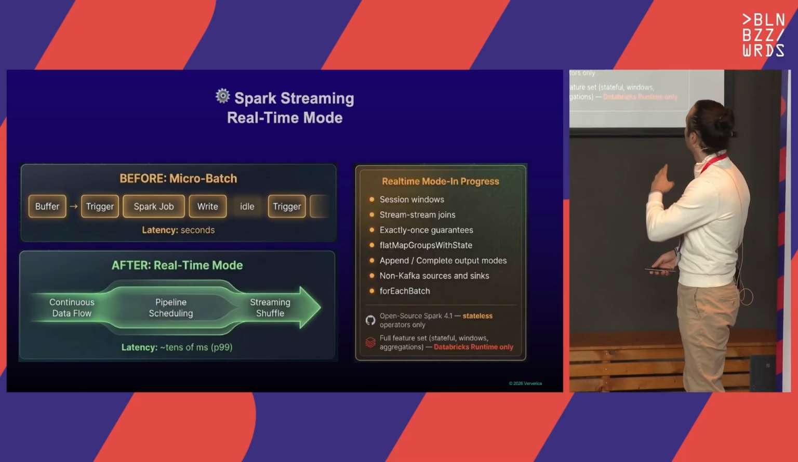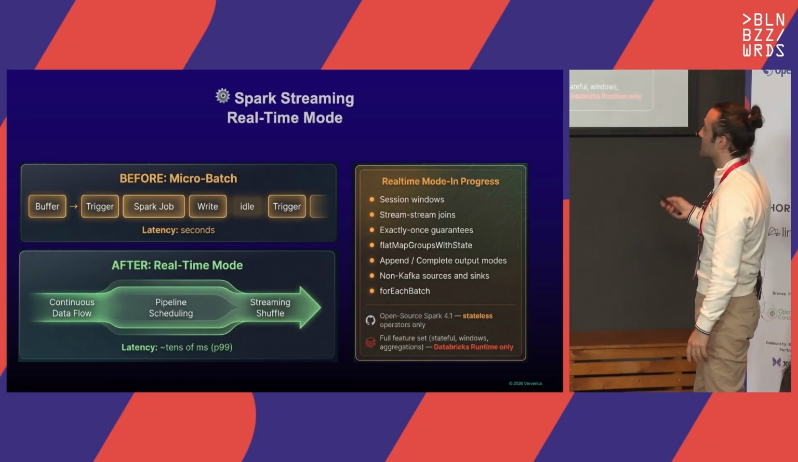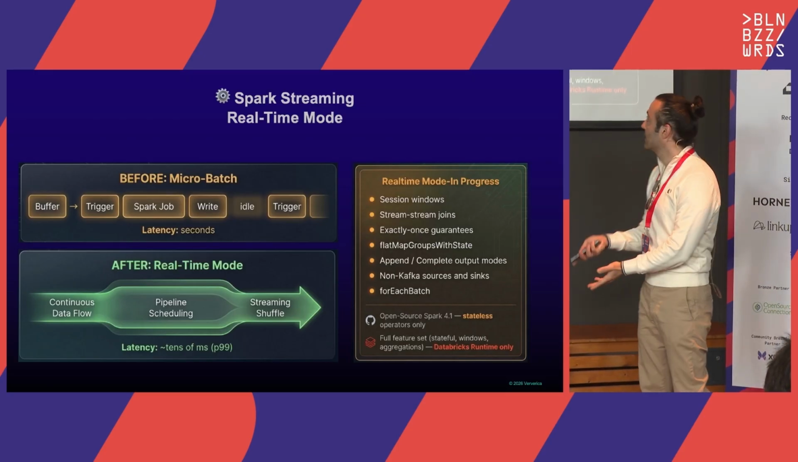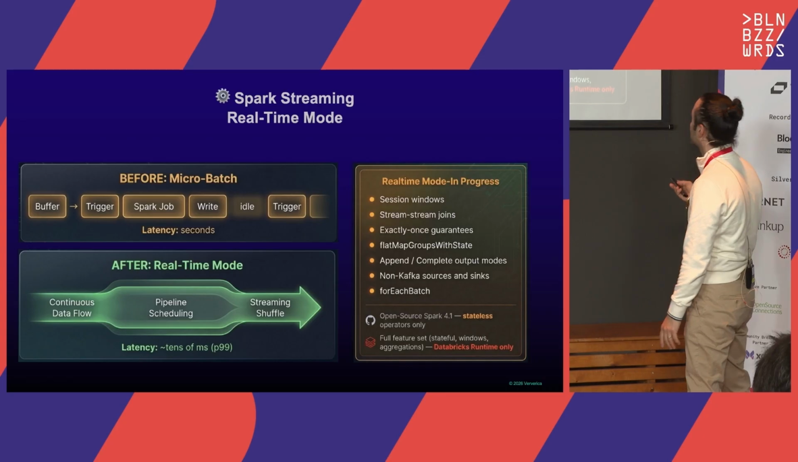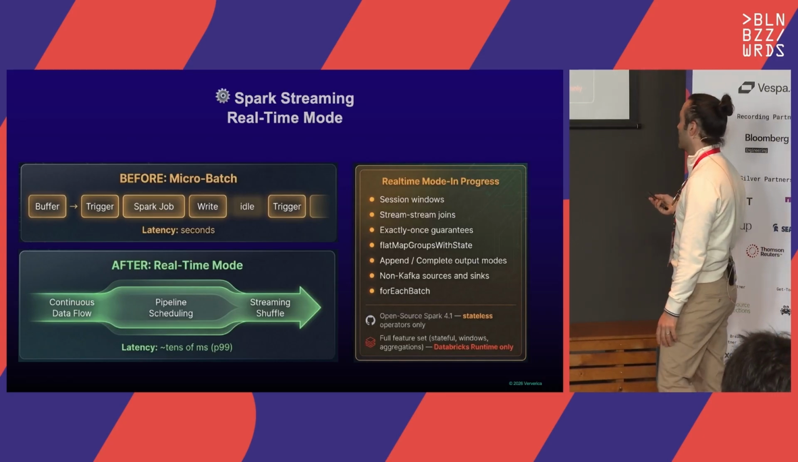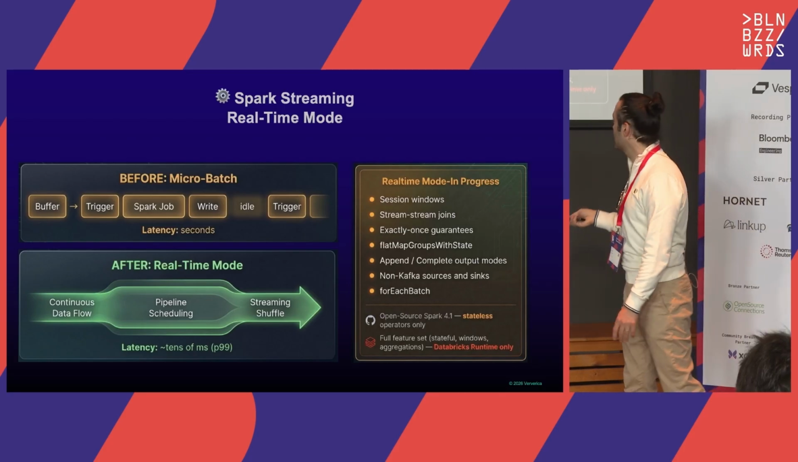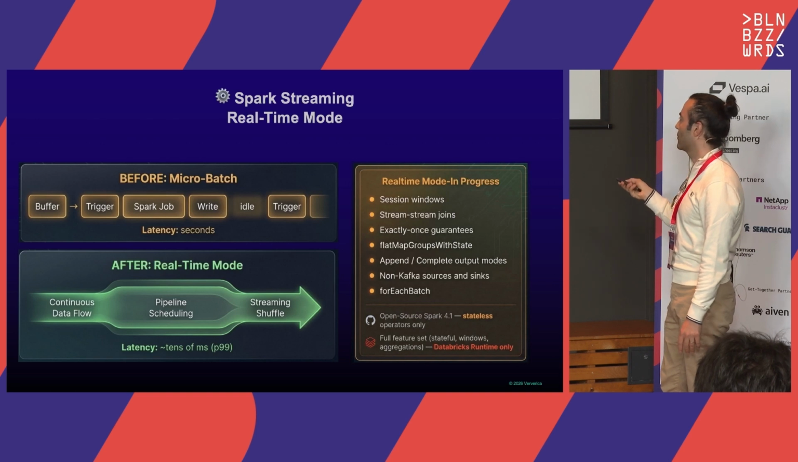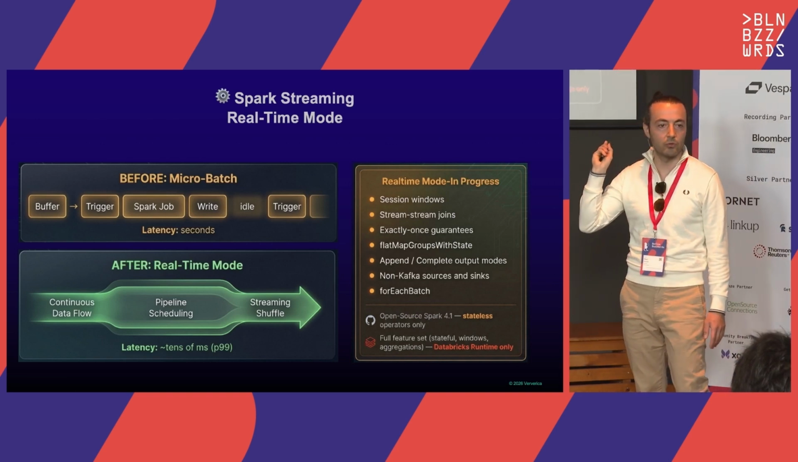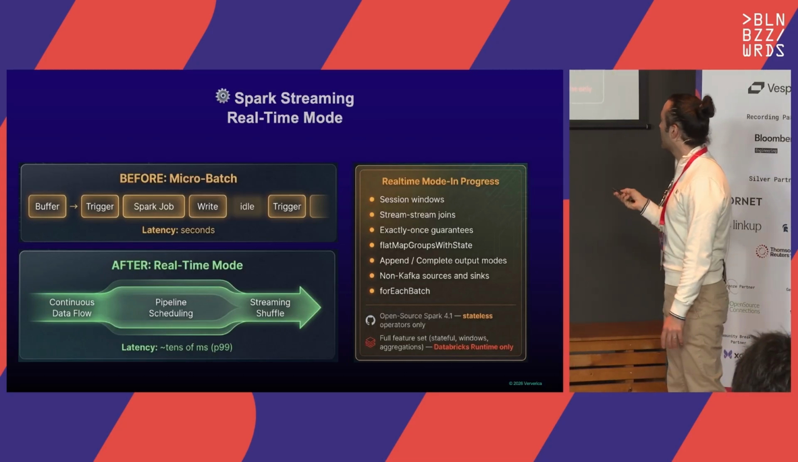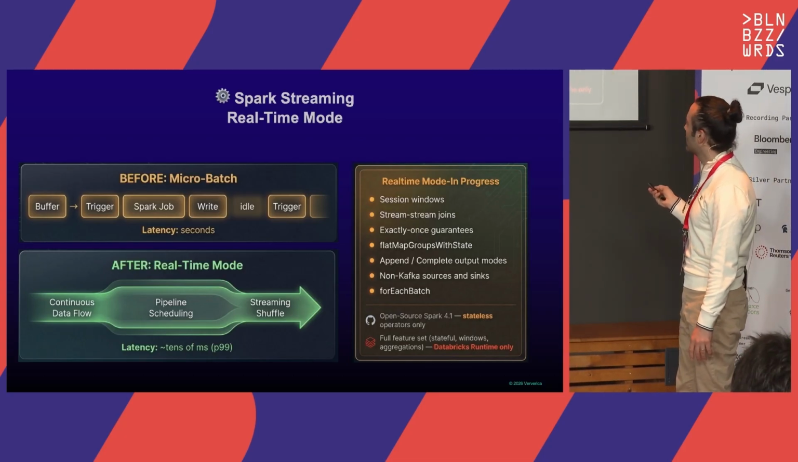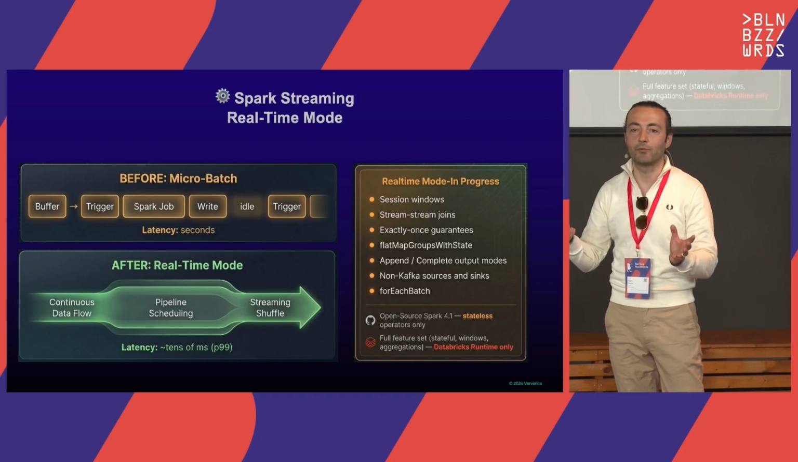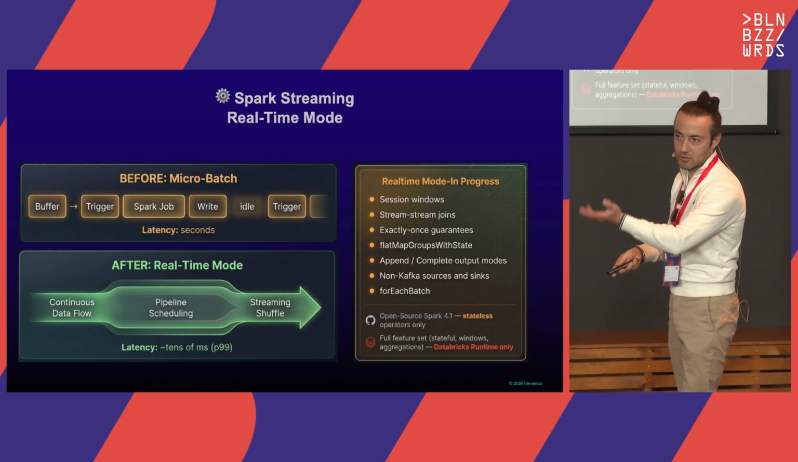So if you would like to perform, for example, session windows, stream-to-stream joins, or apply exactly-once guarantees, which many streaming applications definitely require, these kinds of options are not right now supported by the Spark streaming real-time mode. You can definitely check the Spark open source documentation, but the Databricks runtime already provides some of those features. So for the full feature set, I definitely would like you to go and check the Databricks documentation. But open source Spark 4.1 is running on stateless operators only. So you are doing some basic transformations for your data. You are not performing any stateful computation, aggregations, or calculations.